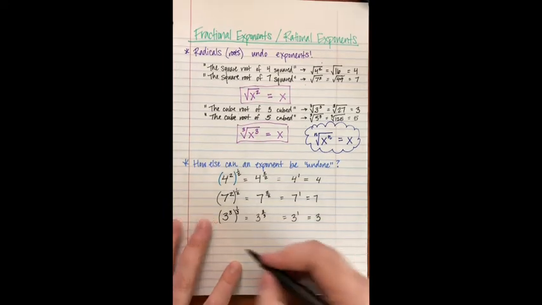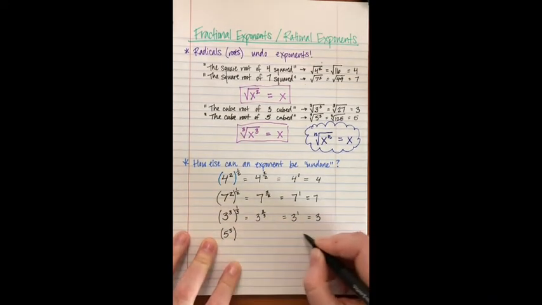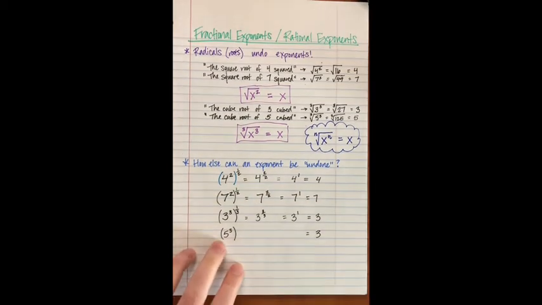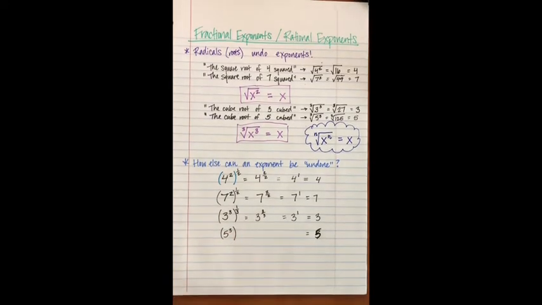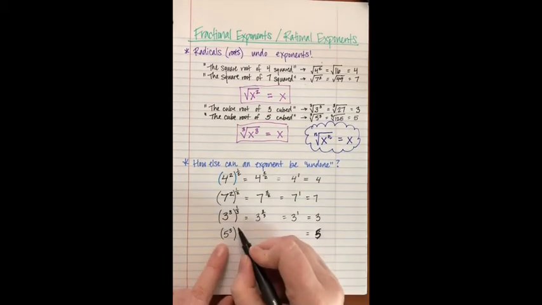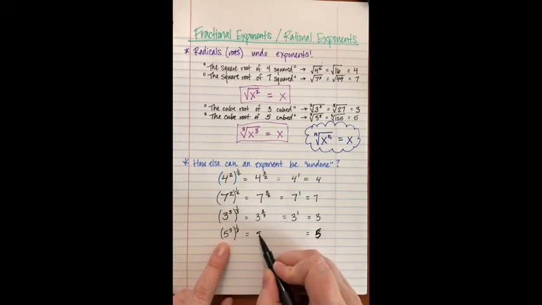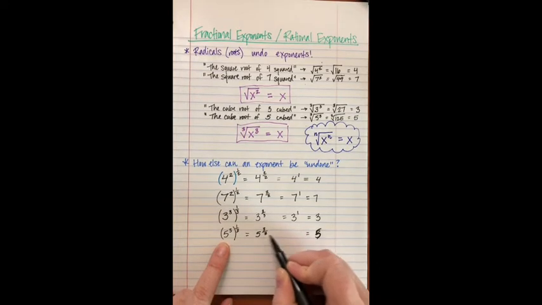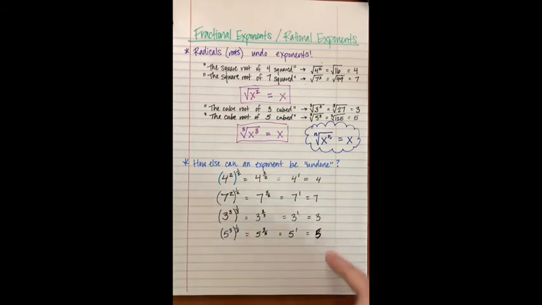Okay, let's do another one. 5 cubed. What are you going to raise that entire thing to in order for it to equal 5? Hoping you said 1/3. So I multiply the exponents here, multiply your powers. That's the power rule. 3 times 1/3 is 3/3. 3/3 is just 1. 5 to the first power is 5.